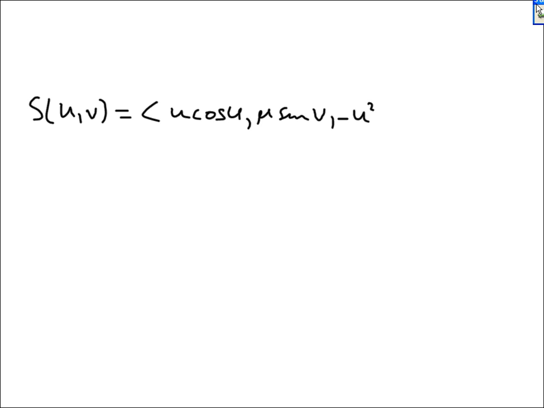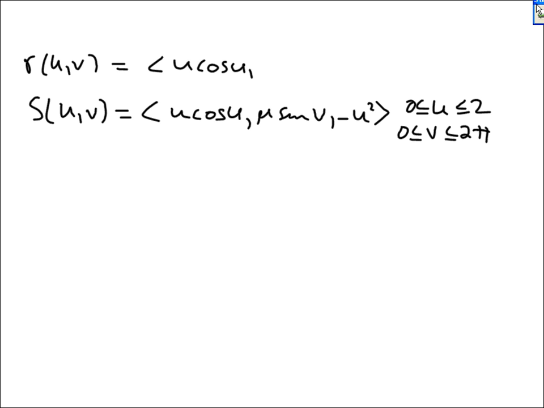Suppose you're told that S of U,V is U cosine V, U sine V, negative U squared, and that U is between 0 and 2, and V is between 0 radians and 2 pi radians. And you're told that R of U,V is very similar: U cosine V, U sine V, positive U squared, and the same constraints on U. U is between 0 and 2, and likewise with V, it didn't change.